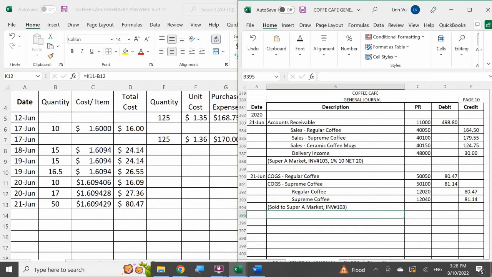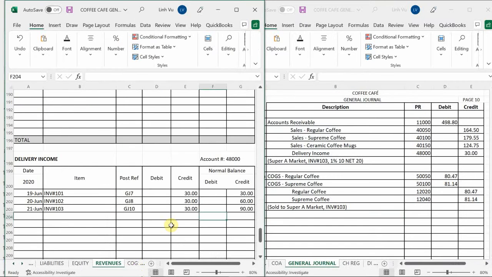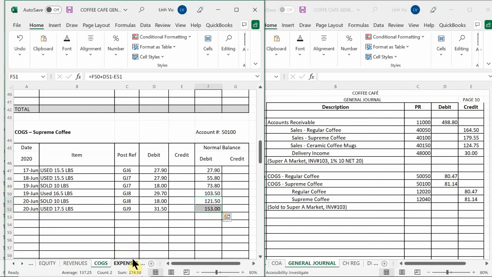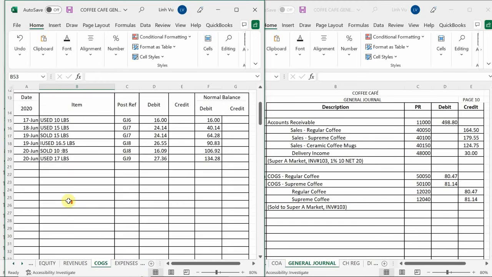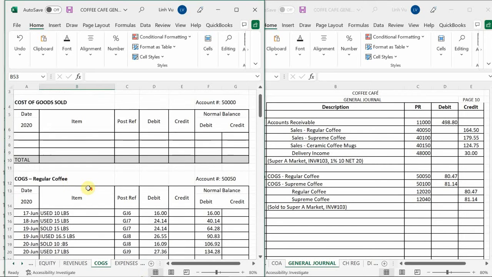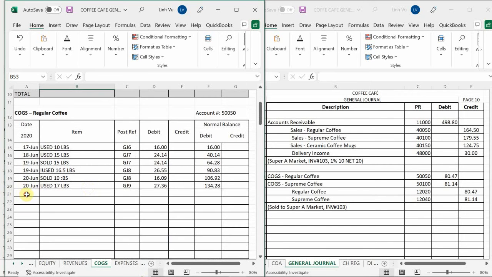So what do you want to do? We need to move on to the general ledgers. We need to update our inventory accounts and our cost of goods sold accounts. Yes. Okay, starting with the first one, cost of goods sold for regular coffee.